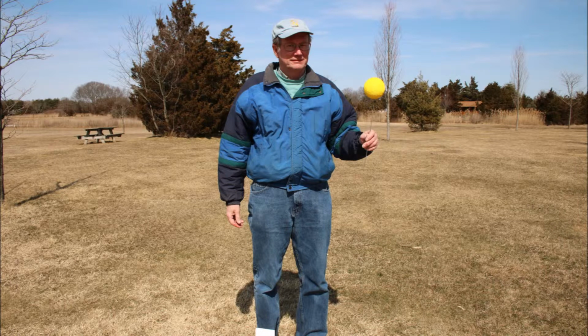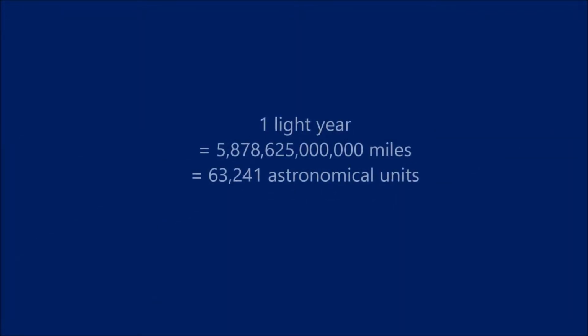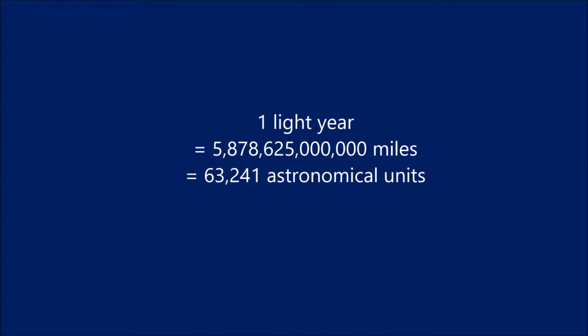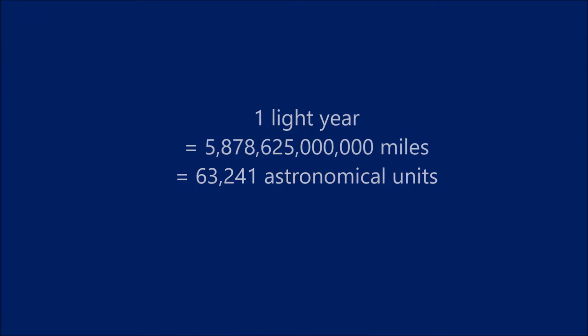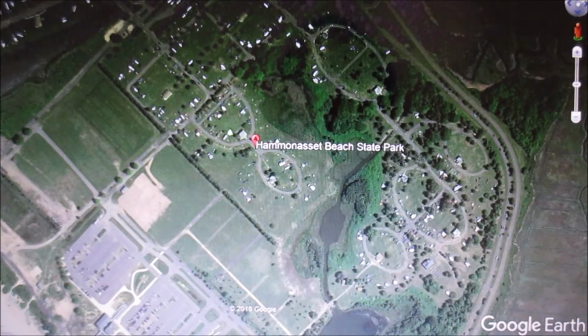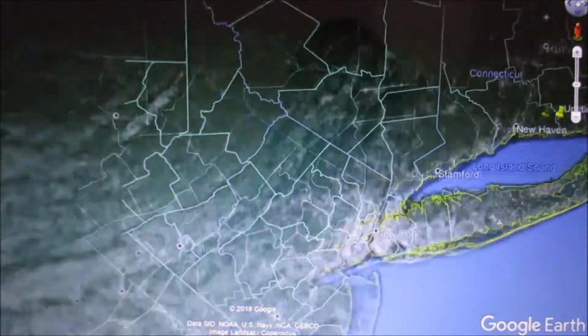This ball represents Alpha Centauri, one of a group of 3 stars that are about 4.3 light years away. A light year is the distance that light travels in 1 year, about 5.9 trillion miles. Where does Alpha Centauri belong in our scale model? To keep the scale accurate, we would have to place this ball somewhere in the vicinity of Estes Park, Colorado, about 1,900 miles away.